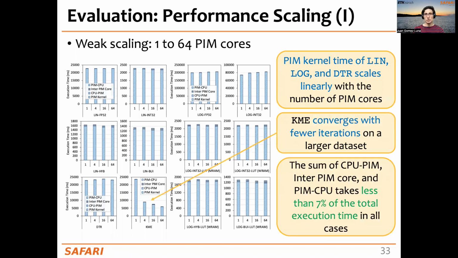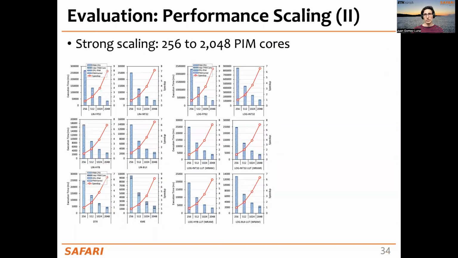And finally, the last observation is that the sum of CPU-PIM, inter-PIM core, and PIM-CPU data movement takes less than 7% of the total execution time in all cases, so it's clearly tolerable. Those observations for weak scaling are also in line with the observations for the strong scaling analysis for a number of PIM cores between 256 and 2048.